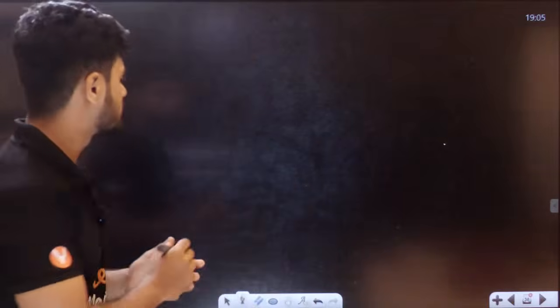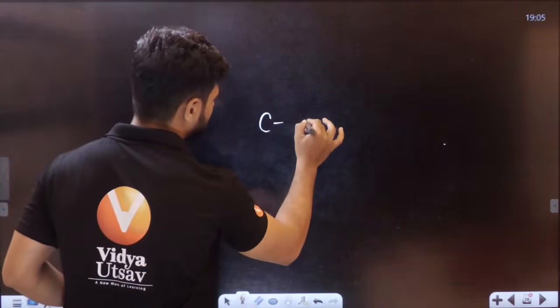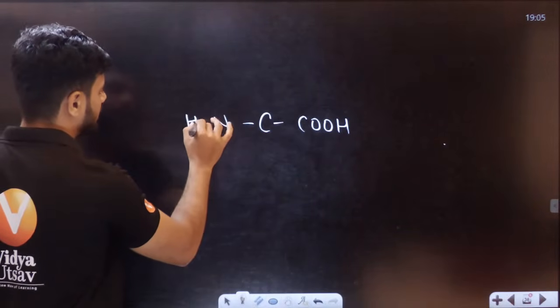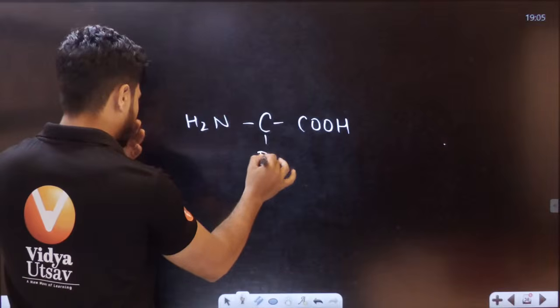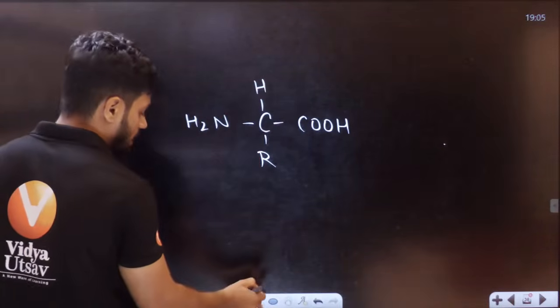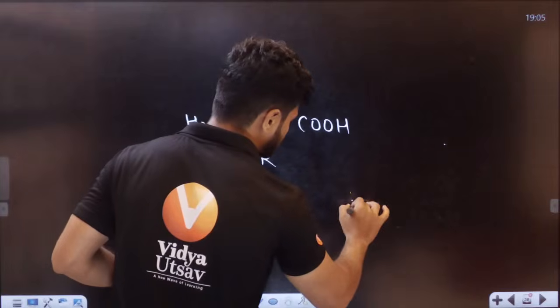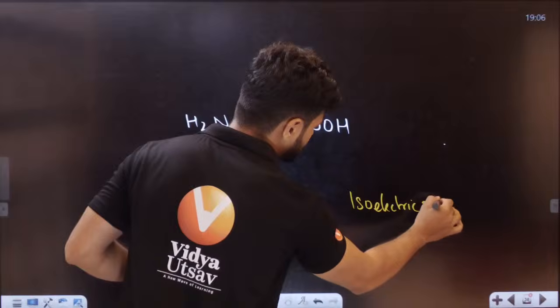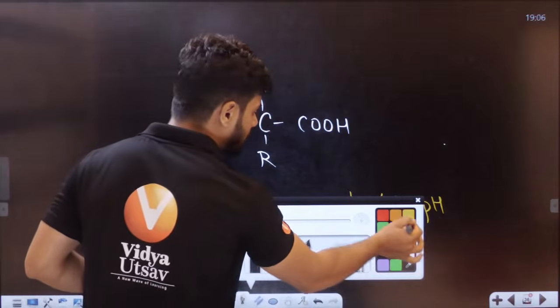At a particular pH, something special happens. At a particular pH called isoelectric pH, something special happens. What happens, students? Let's say here we have a carbon. Here we have the carboxylic acid, here we have the NH2, here we have the functional group, and here we have the hydrogen. At isoelectric pH, what will happen, students?